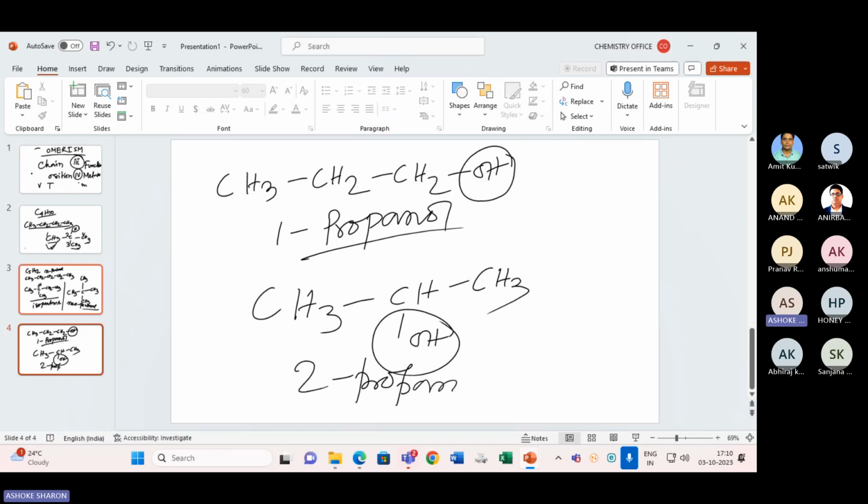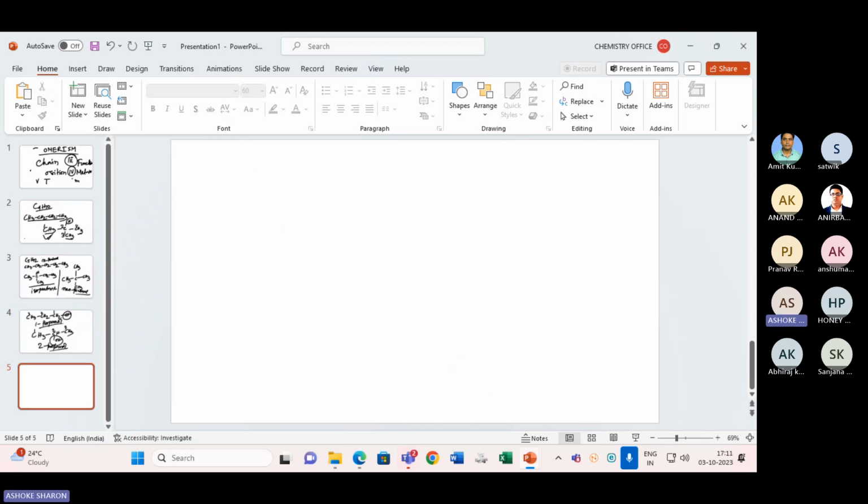So positional isomer means the functional group position is changed. That's why it is called 2-propanol. Why is it 1-propanol? The numbering will be like this: 1, 2, 3. Here the numbering is 1, 2, 3. This comes from IUPAC nomenclature. Okay. So this is one example of positional isomerism. You can find in our study material there are many more examples. I'm not spending more time on this particular topic.